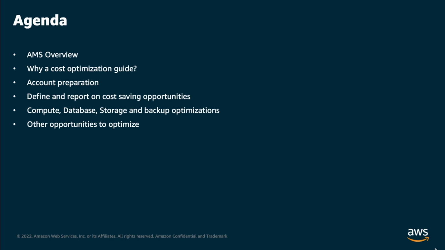Then we'll drill down into some account preparation, so the things you need to set up, the basic foundations on your account, so you can start doing optimizations properly. Then we define and report on cost savings opportunities. Then we're going to go into more detail on compute, database, storage, and backup, the optimizations we could do for those, and then other things we could do to optimize.